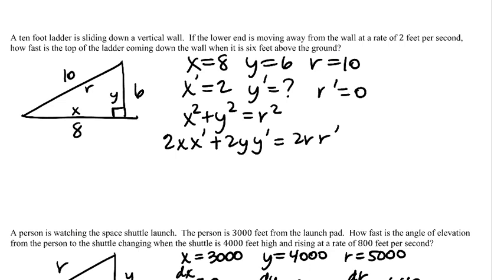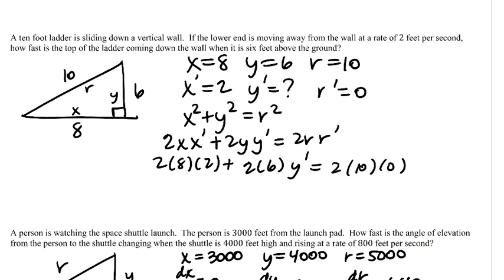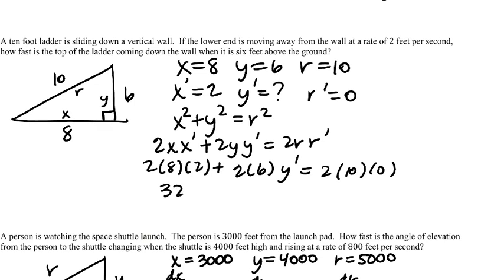So I'm going to substitute on x and x prime. 2 times 8 times 2 plus 2 times 6 times y prime is equal to 2 times 10 times 0. All right, so I've got 4 times 8 is 32 plus 12y prime equals 0, meaning y prime is going to be, I'm not going to get fooled by this again, negative 32 divided by 12. Feet per second.